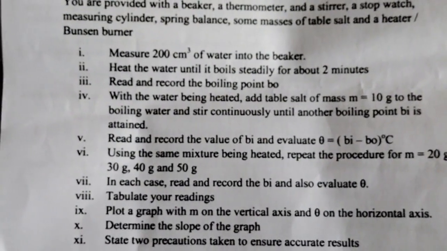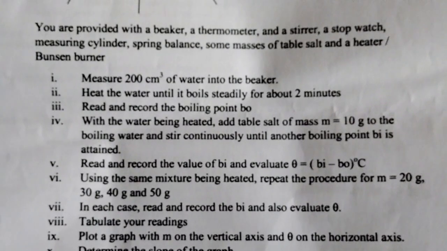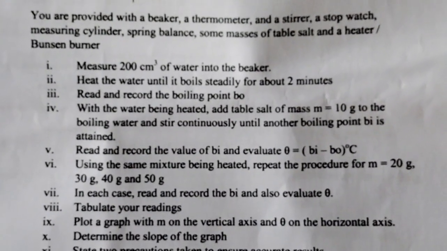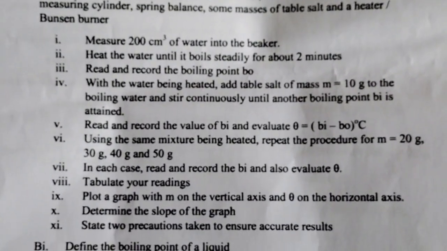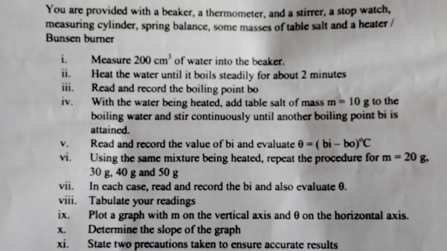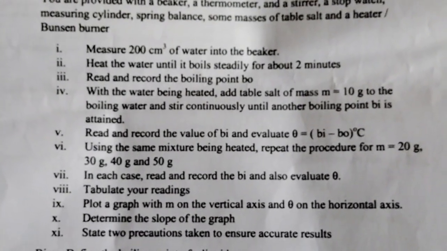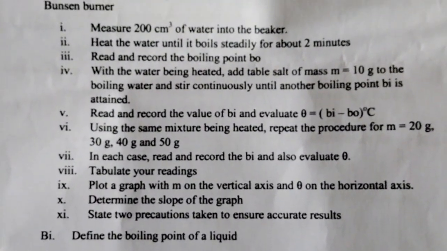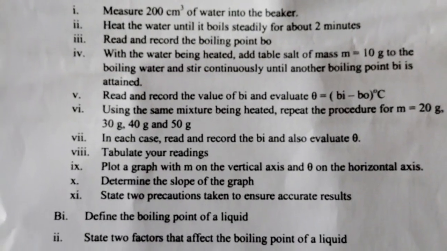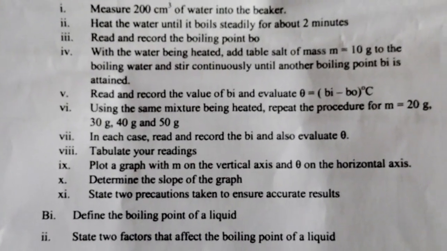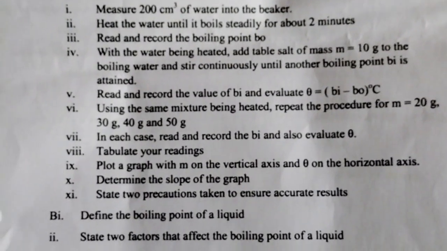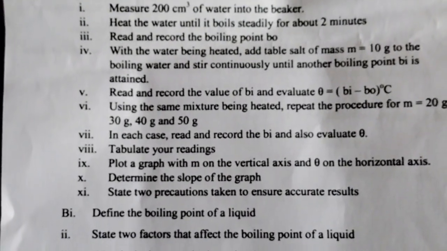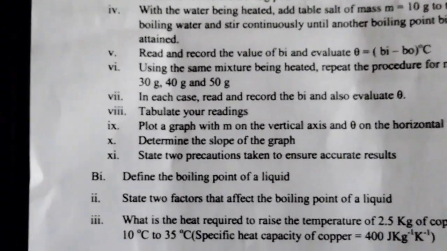VI. Using the same mixture being heated, repeat the procedure for M equal to 20 gram, 30 gram, 40 gram, and 50 gram. VII. In each case, read and record B1 and also evaluate theta. VIII. Tabulate the readings. IX. Plot a graph with M on the vertical axis and theta on the horizontal axis. X. Determine the slope of the graph. XI. State the precautions taken to ensure accurate results.